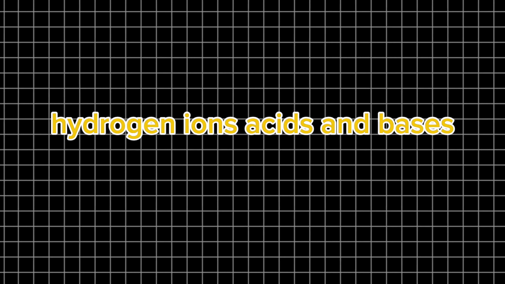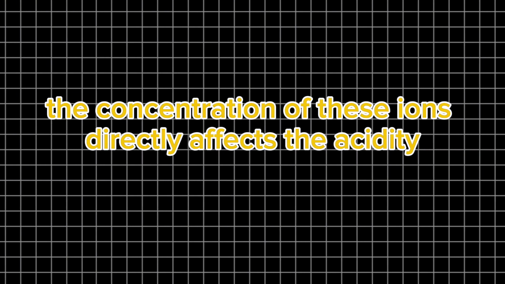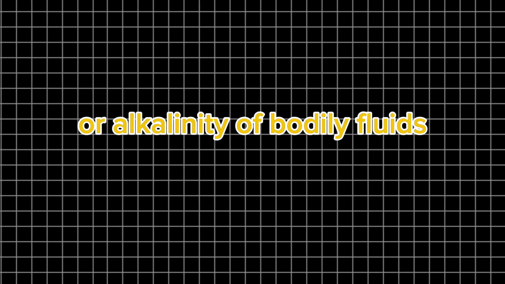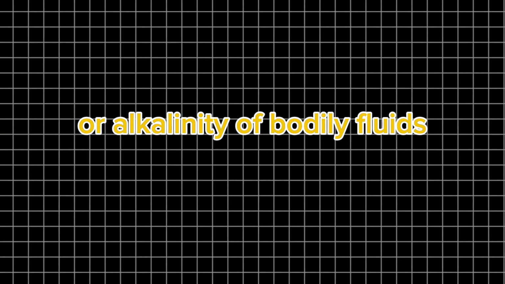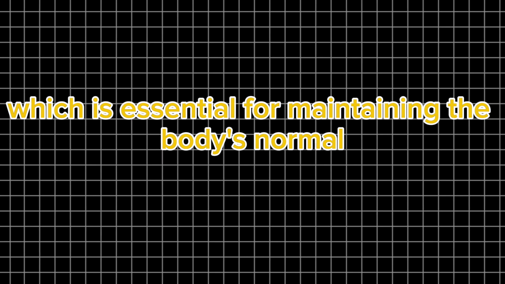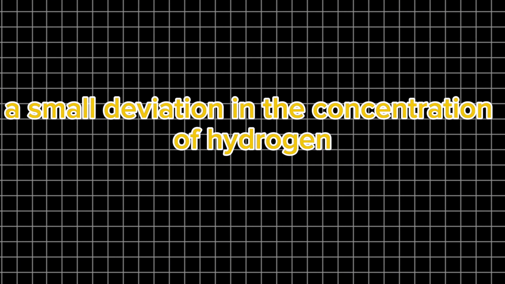Hydrogen ions, acids and bases. A. Hydrogen ions, H+. 1. Vital role in the body. Hydrogen ions are crucial for regulating the pH of body fluids. The concentration of these ions directly affects the acidity or alkalinity of bodily fluids, which is essential for maintaining the body's normal physiological processes. A small deviation in the concentration of hydrogen ions can lead to serious health issues.